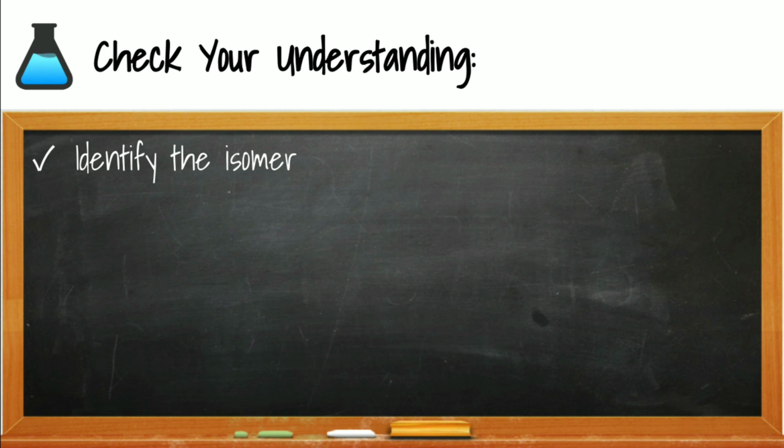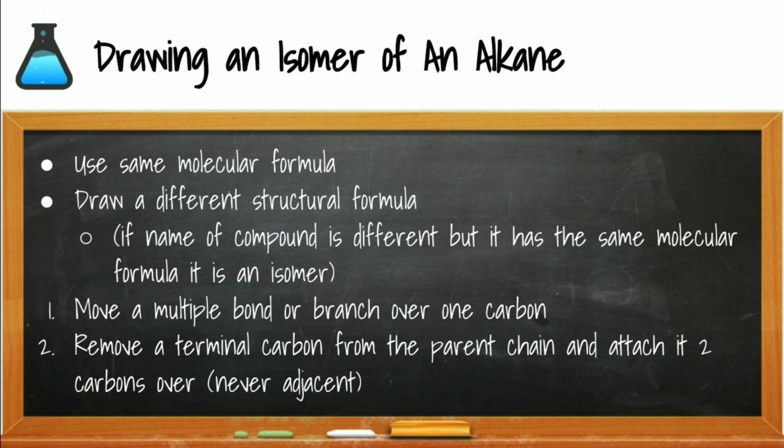So by now you should be able to identify an isomer. And now let's talk about how we draw an isomer. When you draw an isomer, you want to make sure that your structural formula has the exact same molecular formula for the isomer, but you need to draw a different structure. And basically you know that if the name is different, but you have the same molecular formula, then it's definitely an isomer. And if you have the same name, it's definitely not an isomer.